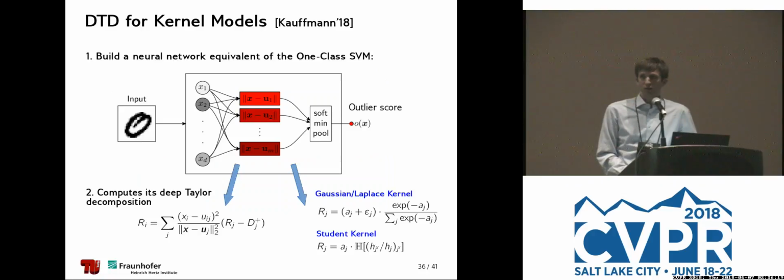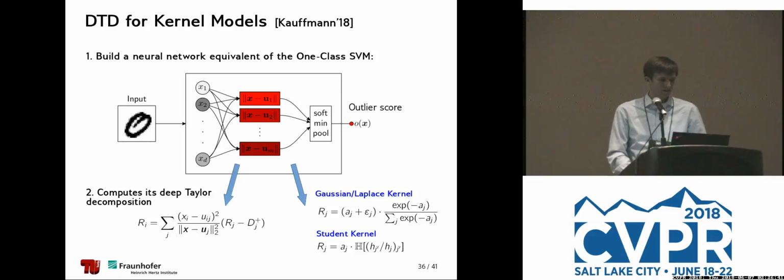Now, deep Taylor decomposition is not only restricted to deep neural networks. Actually, it's a general framework to derive explanations for any classifier. Of course, we need to find this decomposition in the first place. But here is some recent work where we've considered a kernel one-class SVM. And here the insight is that we can rewrite this kernel one-class SVM as a two-layer neural network composed of layers that are decomposable using deep Taylor decomposition.